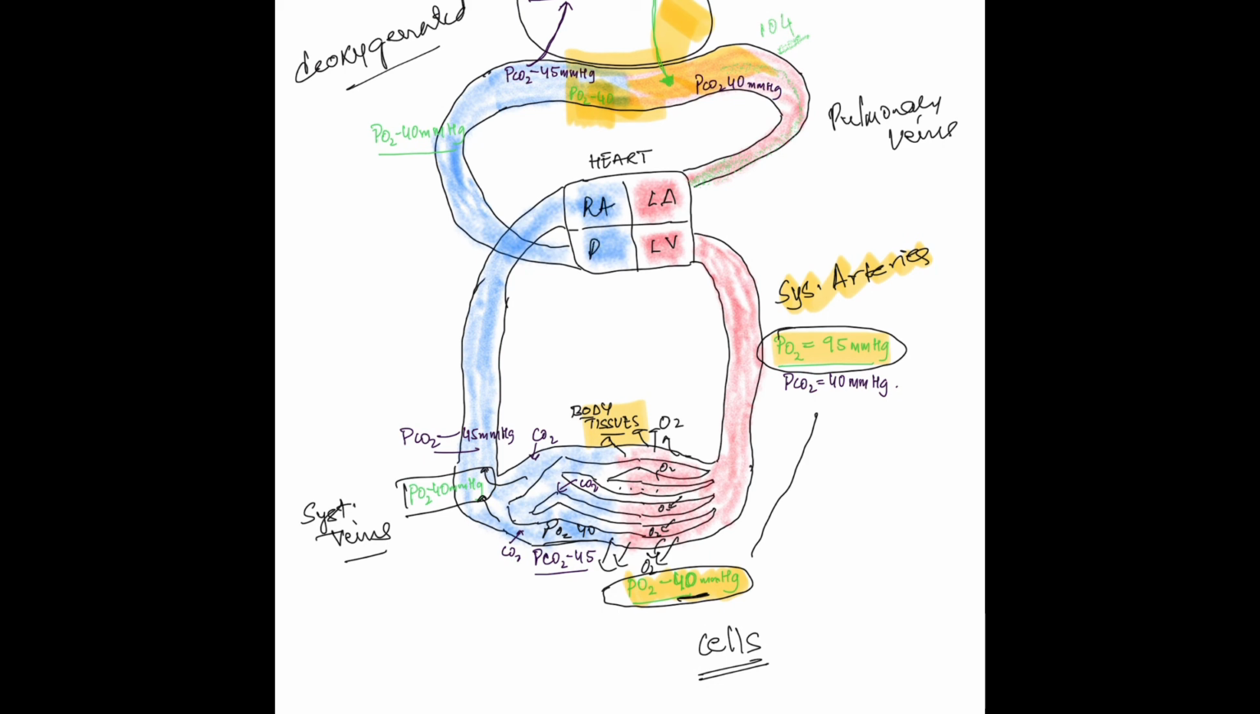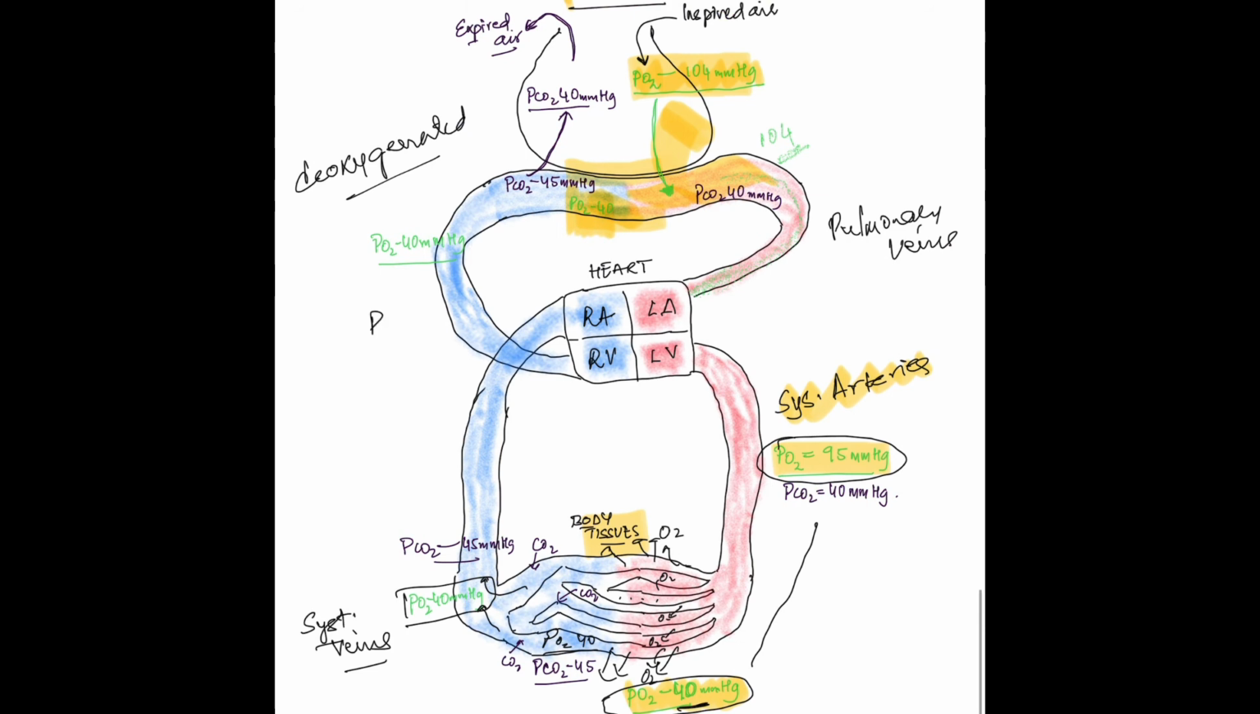Blood goes from right atrium to right ventricle. Right ventricle pumps the deoxygenated blood into pulmonary artery, which takes it to the lungs. And as we saw before, when deoxygenated blood reaches pulmonary capillaries, it has partial pressure of oxygen of 40 millimeters of mercury. And oxygen again diffuses from the alveoli into the pulmonary capillaries.